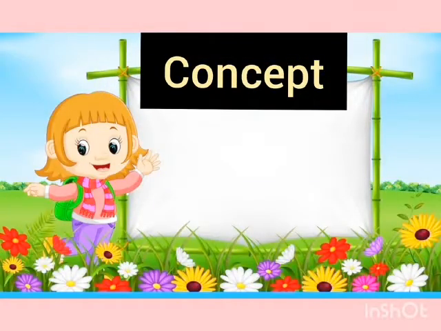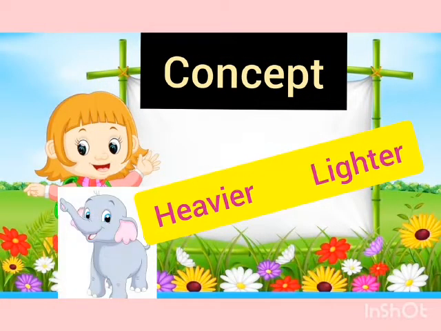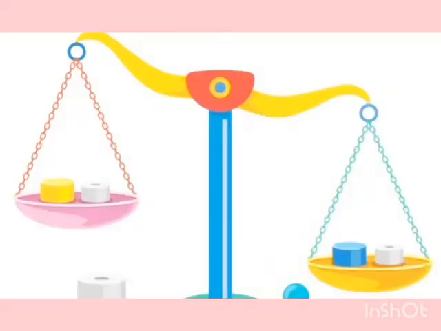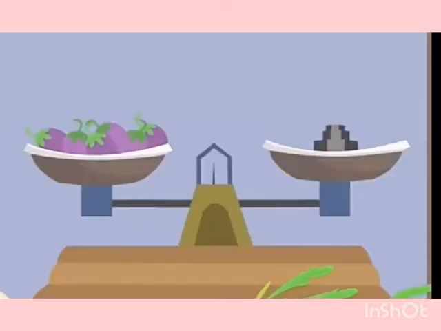Let's start. Now, children, today we are going to learn a new concept, and that is heavier or lighter. What is this? Yes, this is a weighing scale. We use a weighing scale to compare the weights of two objects. When we compare the weight of two objects, one object is heavier and the other one is lighter. Let's learn more with the help of the weighing scale.